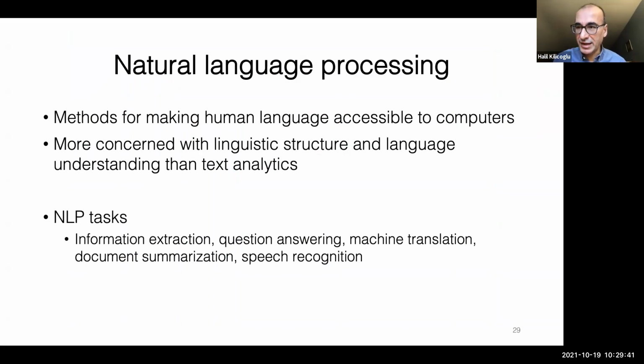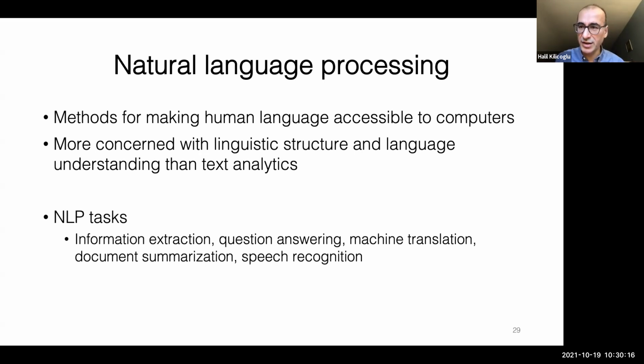Natural language processing is perhaps a deeper way of understanding human language. These are the methods that we use to understand human language better. As I said, when we want to process text, we want to understand it. Text analytics can do a lot without really understanding the text, just using the words and phrases that are used. On the other hand, when we really want the computer to understand text, we need to go a bit deeper than that.